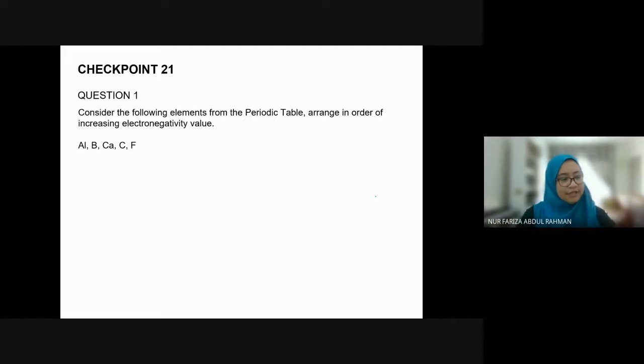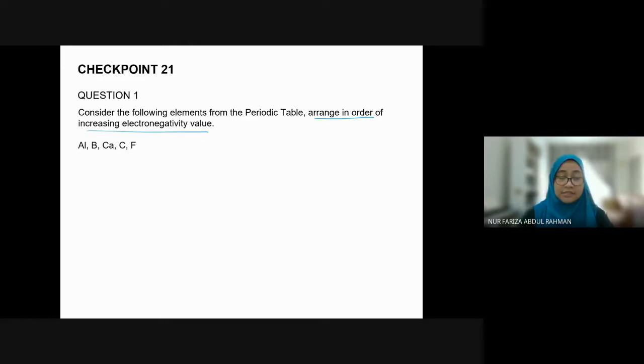Alright, we are done with topic 2, guys. Basically, the content has been delivered, except for the checkpoint. So please complete the checkpoint. Maybe you can try out checkpoint 21 together. Consider the following elements from the periodic table. Let's apply what we have learned for electronegativity. You have to arrange them in order of increasing electronegativity value.